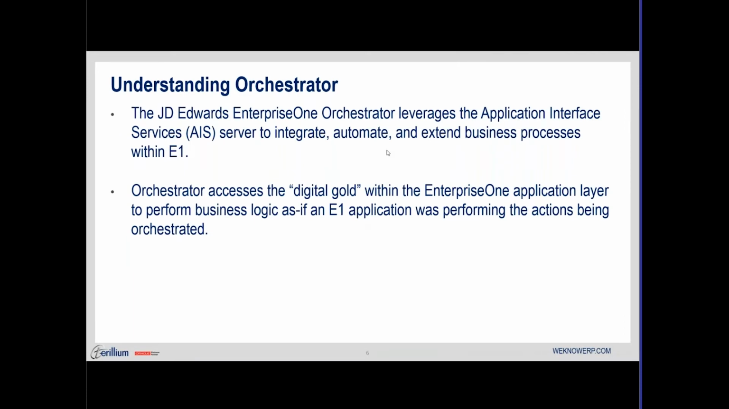So what is the Orchestrator? This is a high-level understanding. It's leveraging that application interface level to integrate, automate, and extend your business processes, whether it's inside of E1 or externally to E1, whether it's from an interface or getting a flat file or whatever it may be. What's awesome about it is it utilizes that digital gold that E1 has built into it. For example, if you enter a sales order and put in a wrong customer number, Orchestrator knows that's an incorrect customer number. All those checks and balances and code that was written for the end user from a JD Edwards perspective is leveraged by the Orchestrator.